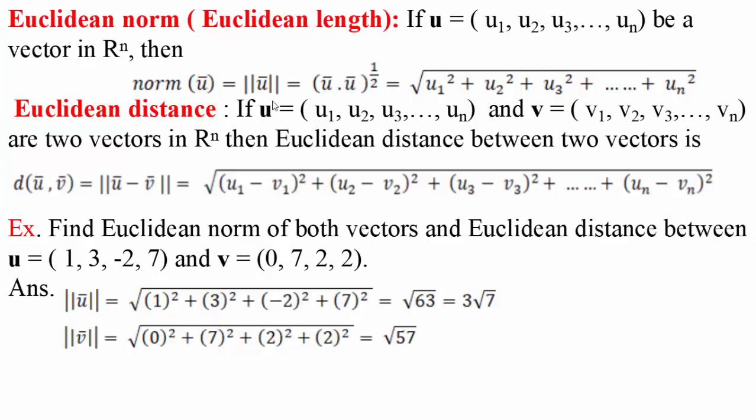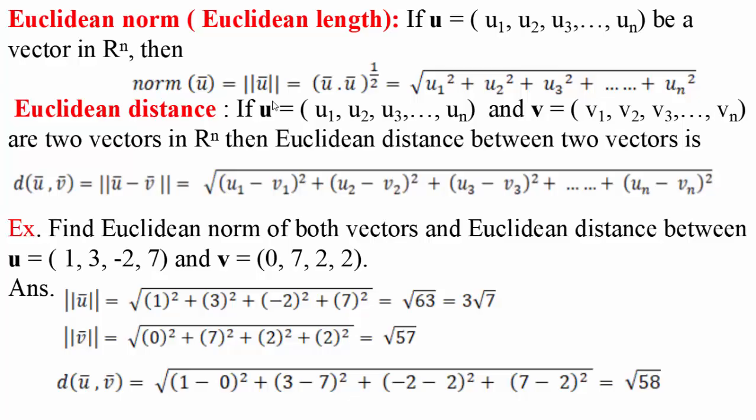Similarly, norm of v equal to the square root of v1 square plus v2 square plus v3 square plus v4 square. Here, v1 is 0, v2 is 7, v3 is 2, v4 is 2, and hence norm of v is equal to the square root of 0 square plus 7 square plus 2 square plus 2 square. 0 square is 0, 7 square is 49, 2 square is 4, 2 square is 4, and hence norm of v equal to square root of 57.